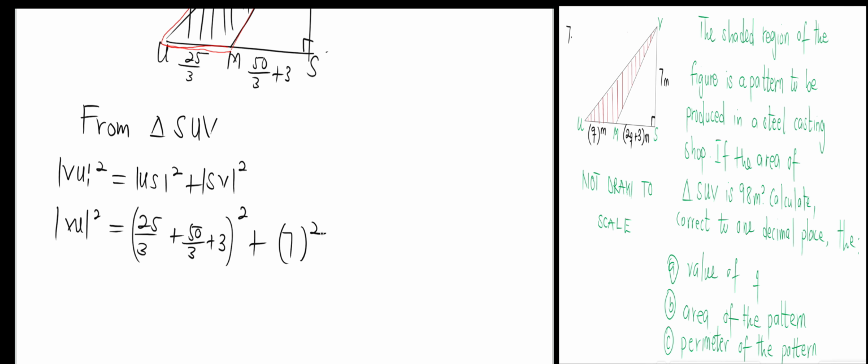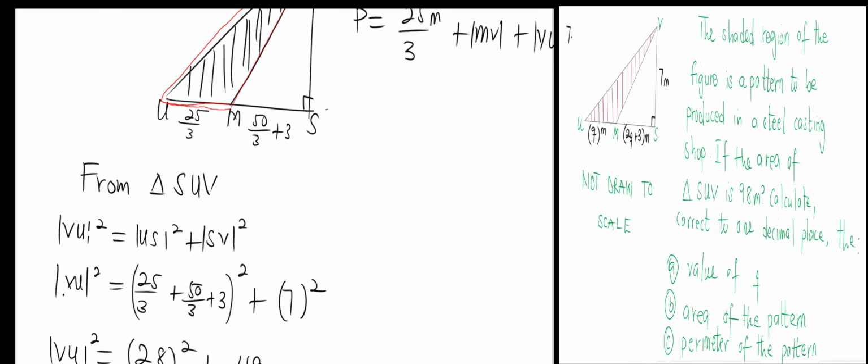All right. So let us add what we have in the bracket first, which is 25 divided by 3, then plus 50 also divided by 3, then plus 3. All right. So what I have here is now 28. Okay, I have 28 here squared plus 7 squared is 49. Okay, all equal to VU squared. All right. So let us continue and work on it.